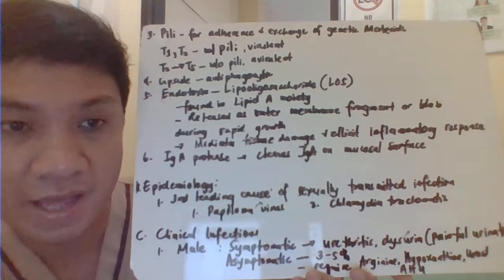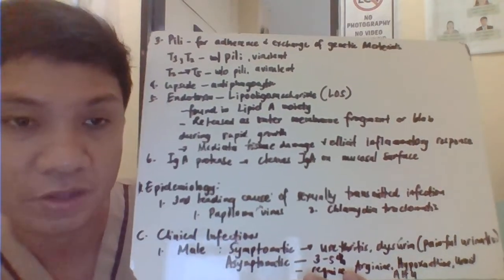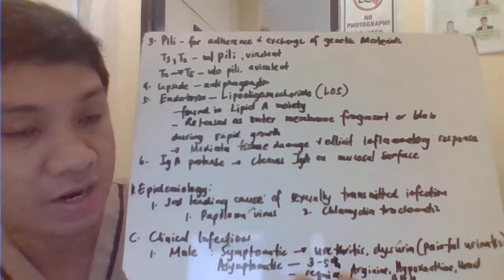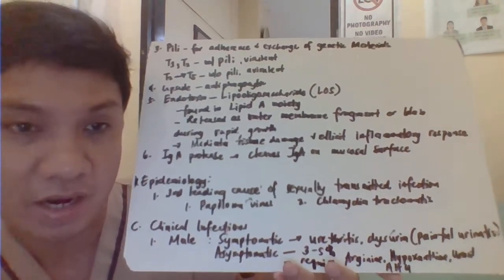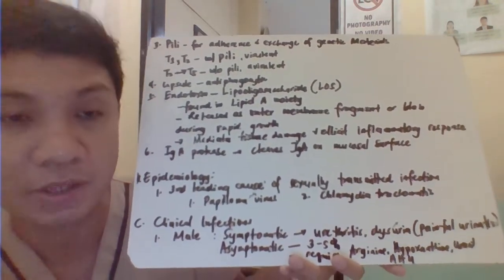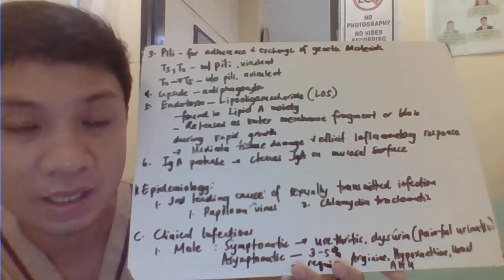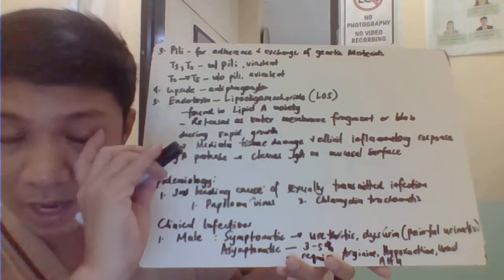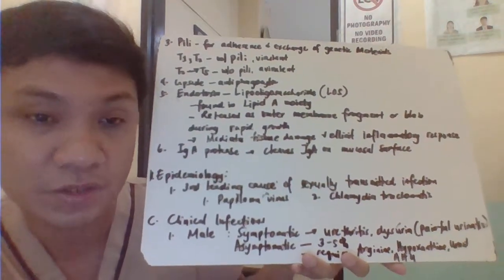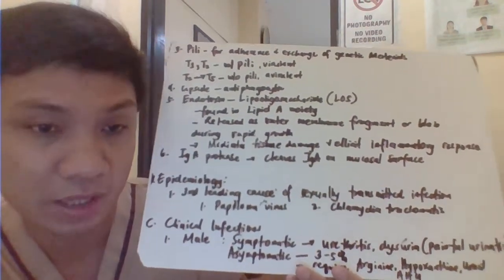Okay, then we have other virulence factors related to Neisseria gonorrhoeae. So we have the pili. The pili help the bacteria adhere or bind to the host tissue. They also use the pili, the sex pilus, as a conjugation tube for reproduction.